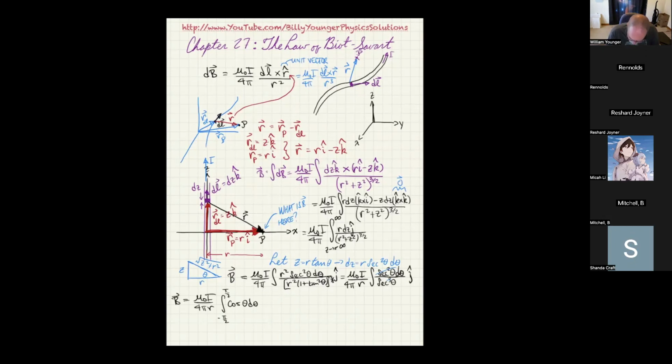Of course, cosine is an even function, so I can just multiply that by 2 and just go from 0 to pi over 2, and that's what I'm going to do. So I can say this is equal, and I forgot my j hat again. So this is equal to mu 0 I over 4 pi r times 2 times the integral from 0 to pi over 2 of cosine theta d theta j hat.